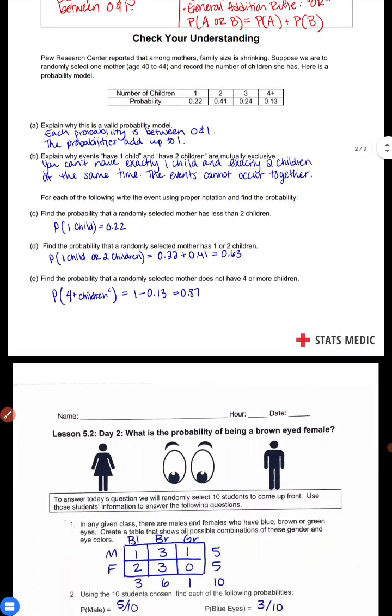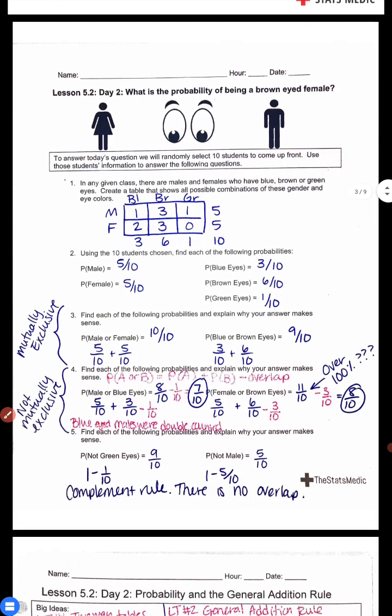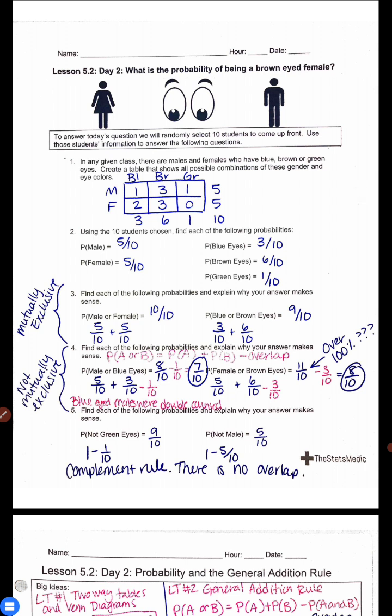Okay? So on our next page, let's talk about what the probability of being a brown-eyed female would be. In question number 1, we have some class. We're not told anything about that class, but there are males and females who have blue, brown, or green eyes. And below, we have something called a two-way table.